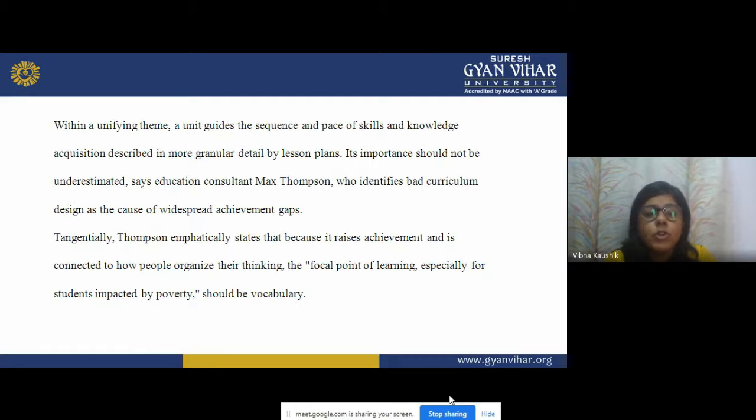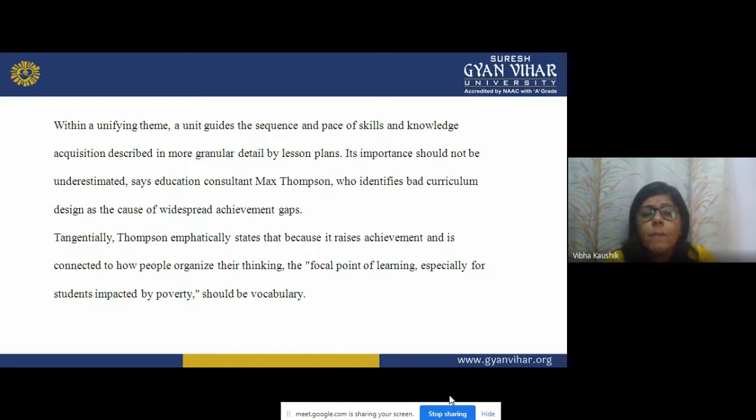Its importance should not be underestimated. The importance of the lesson plan should not be underestimated. We should know that constructing and framing the lesson plan is very important, says educational consultant Max Thomas. Max Thomas said that we cannot ignore or underestimate the importance of the lesson plan.